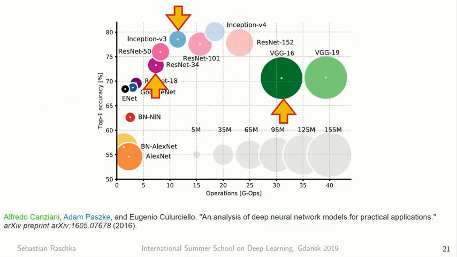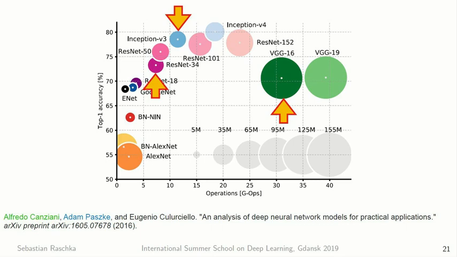This is a paper by Alfredo and Adam, who also presented yesterday, which is one of my favorite papers because of this figure, a really nice figure that shows all the common architectures. The paper is a little bit older, like 2016, but most of them are still being used. These are the most popular kinds of neural network architectures. And the size of each circle represents the number of parameters, in millions.